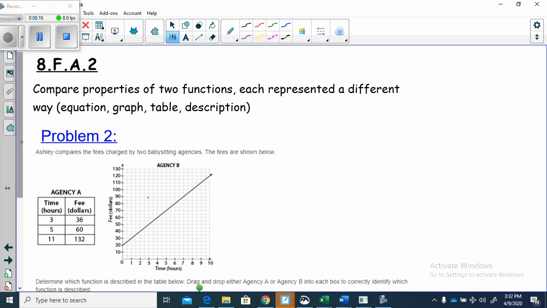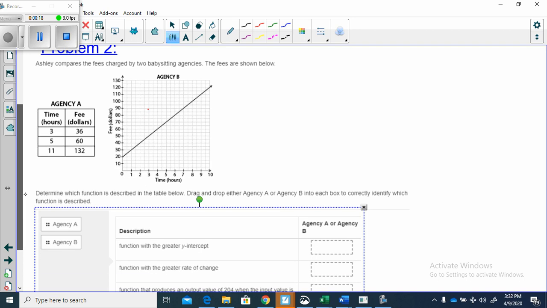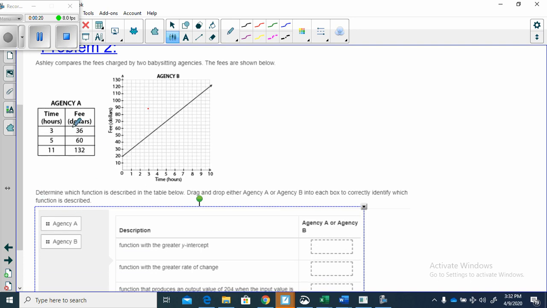So Ashley compares the fees charged by two babysitting agencies. The fees are shown below. Agency A, Agency B. See, they've labeled them well for us. Determine which function is described in the table below. Drag and drop them. Okay, we're not going to drag and drop, we're going to write them. The function with the greater y-intercept.